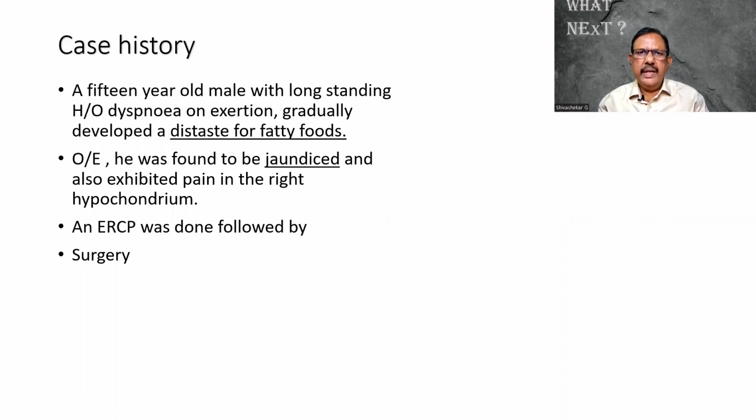This class, again, I'm presenting with a case history. A 15-year-old male with a long-standing history of dyspnea on exertion gradually developed a distaste for fatty foods. On examination, he was found to be jaundiced and also exhibited pain in the right hypochondrium. An ERCP was done. What is it? You people shall be telling me. And this was followed by a surgery.